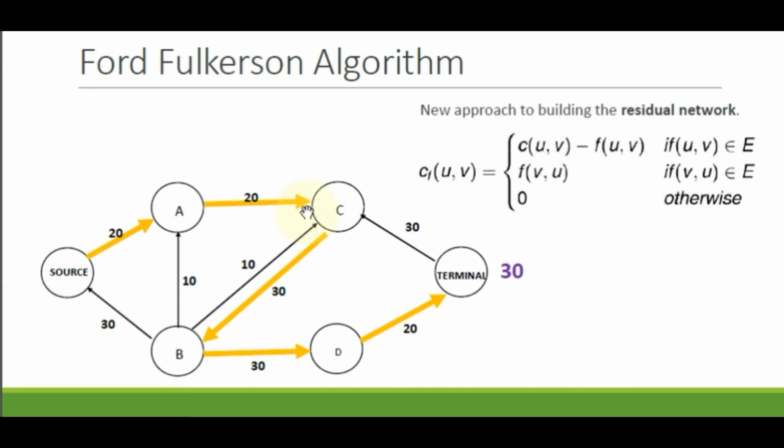The forward edge from A to C would be 0, and the backward edge is equal to the flow, which is 20. From C to B, the forward edge is 30 minus the flow 20, so 10, and the backward edge is equal to the flow plus the already existing edge, so 20 plus 10, which is 30. And the forward edge from B to D would be 30 minus the flow, which is 20, so 10, and the backward edge would be equal to the flow, which is 20. The forward edge from D to terminal would be 0 and the backward edge would be 20. So this is what our residual network graph looks like.